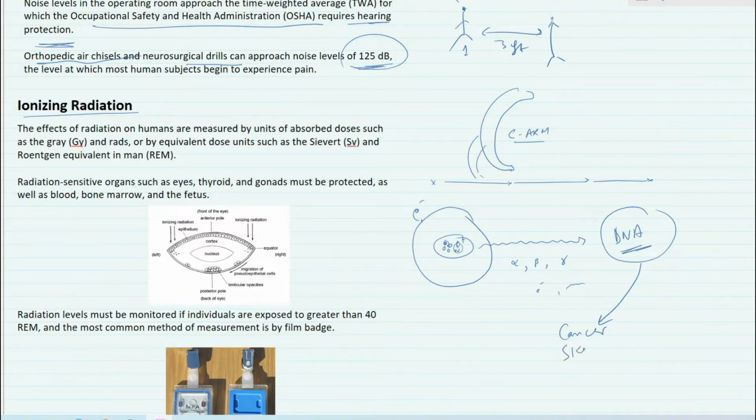It can also cause, in small doses, skin erythema and cataracts, right? Now, some of these, for example cancer, are stochastic effects, and some are deterministic effects. These are two types of effects of ionizing radiation.